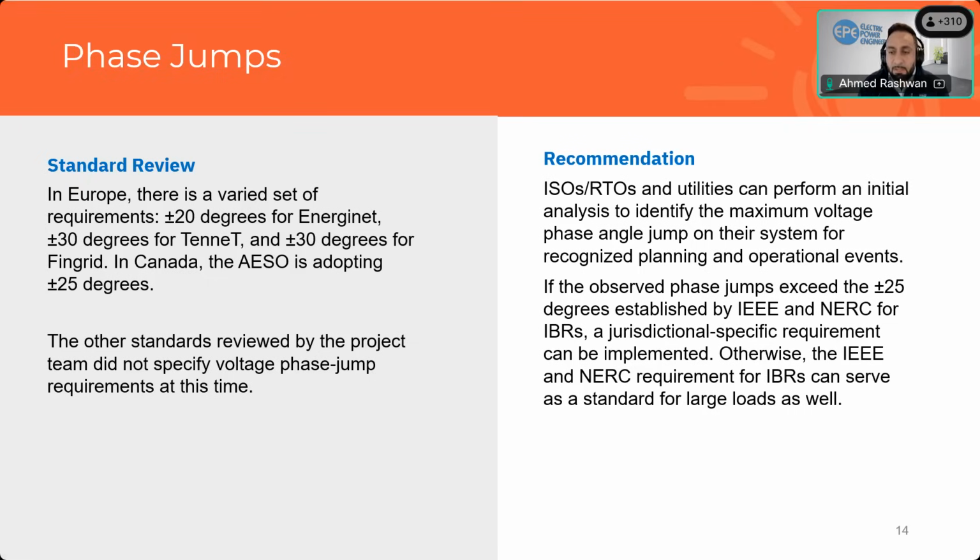However, it's important to look at this from a study perspective as well. If there is potential for you to exceed 25 degrees in the part of the system where these facilities are connecting, we believe that that's something that should be covered in the interconnection study and identified as a requirement outside of what is currently prescribed in those standards for IBRs. So generally, the approach is if the phase jump you expect to see for design contingencies and design scenarios is less than 25 degrees, establish the NERC criteria for IBRs. If it's larger, provide a specific criterion in that case.